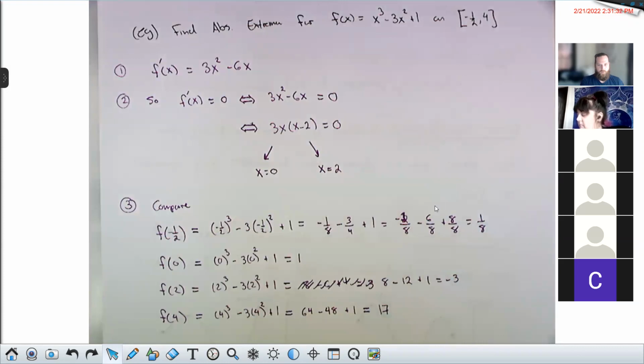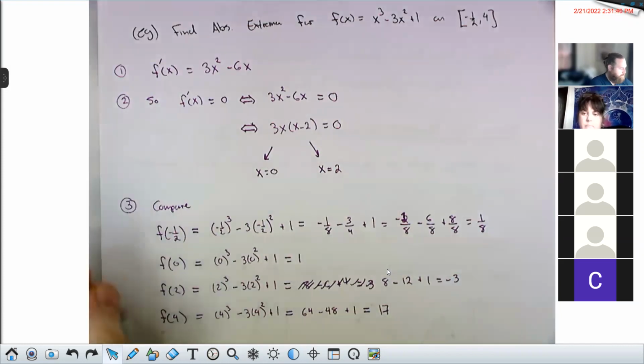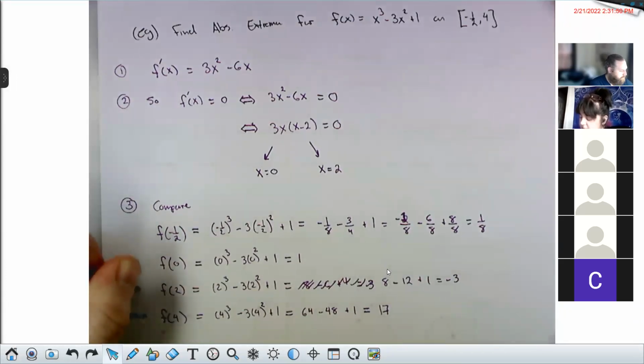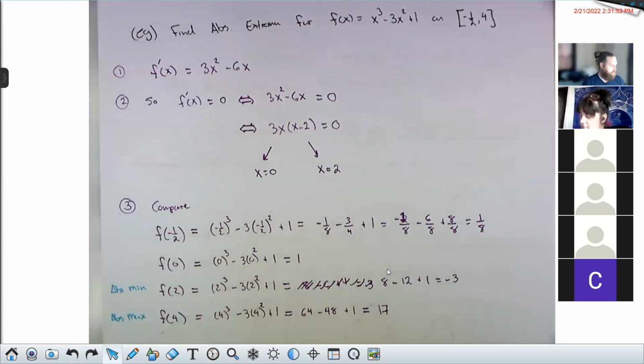The smallest of all three of these will be our absolute min, and the largest of all three of these will be our absolute max. So we see that this is our absolute max, 17, and the smallest of all of these is -3. So this is our absolute min. Without that square, I would have missed that. So thank you.